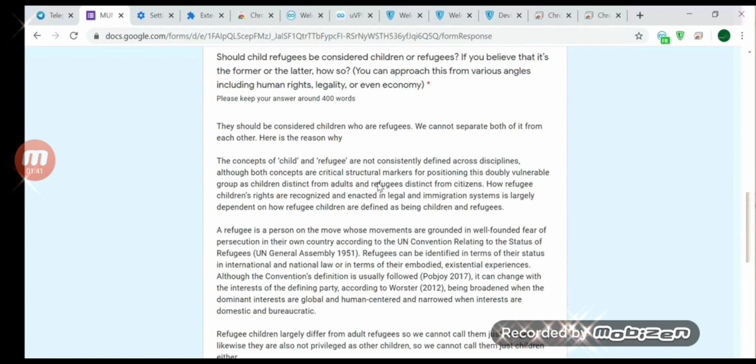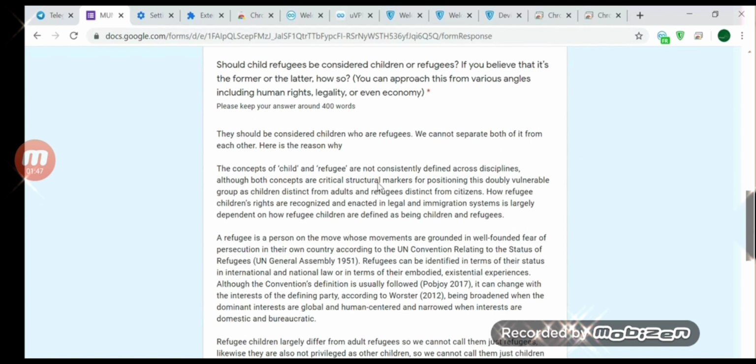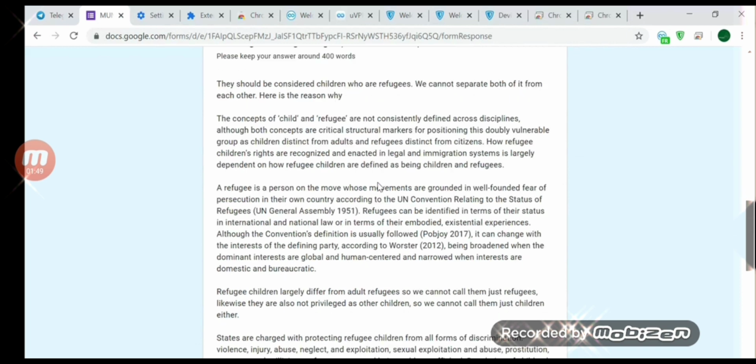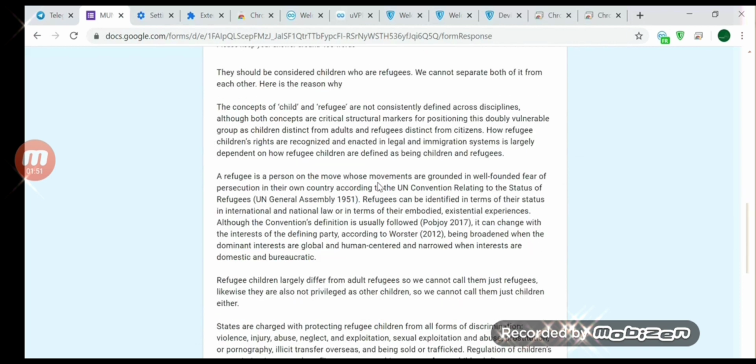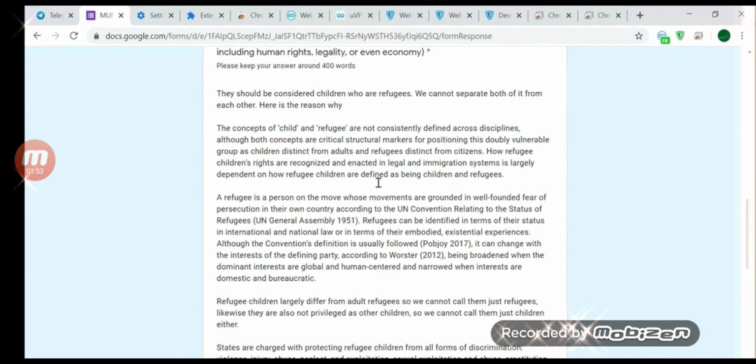So I try to approach it from the human rights aspect more, and also the legality aspect, but I didn't touch the economy aspect because I don't know what I can write from this aspect. But if you know what to write, you can also of course write. So they should be considered children who are refugees. We cannot separate both of them from each other, and here is the reason why.